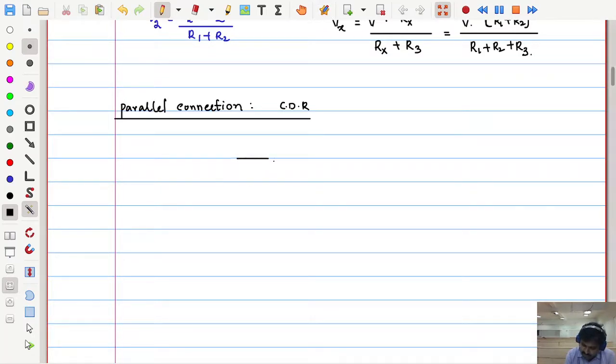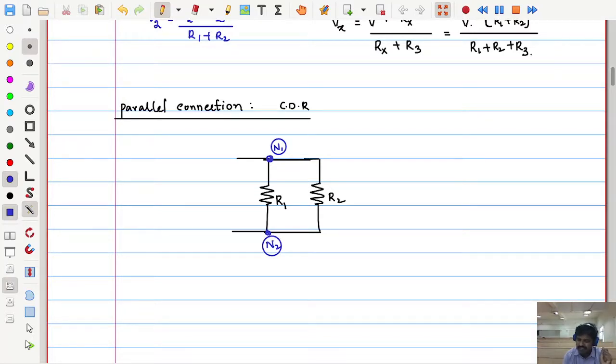And parallel connection is explained in this manner. If I have two elements which are having the same pair of nodes, this is R1, this is R2, and now let us see what the node is. This is one node N1, this is another node N2. N1 and N2 are the nodes which are the same for R1 and R2.